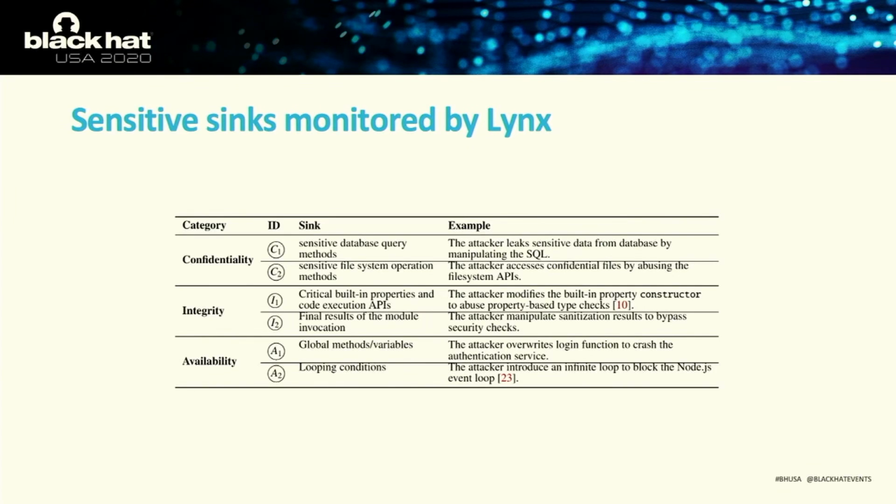The second sink belongs to the behavior-based sink. For example, in the sink I2, we are monitoring whether our hidden property can change the return value of the module. Such sinks are killer weapons for security-related modules like input validators.